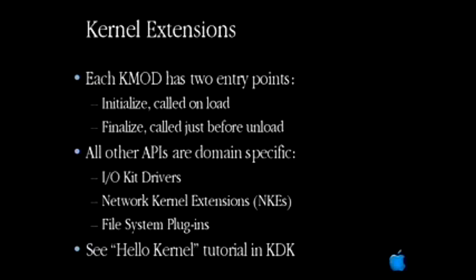Each kernel module actually has two key entry points that are common to all of them: an initialize, which is called when the module is loaded, and a finalize, called just before unload. All other APIs are very domain specific. For IOKit, there's a whole set of interfaces driven around the family interfaces between the driver and the specific family. For the kernel extensions, there's a whole series of interfaces that you need depending on where you're plugging into the network stack, and file system is part of the VFS plugin model. So again, for details on how these things work, you need to go to the specific sessions.